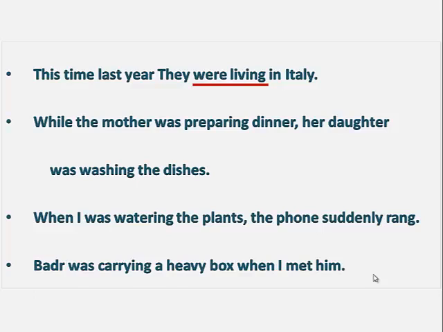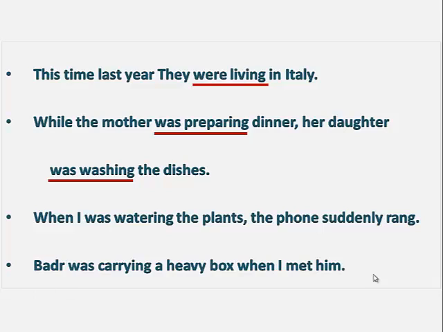Second sentence. While the mother was preparing dinner, her daughter was washing the dishes. There are two verbs in this sentence. The first one is was preparing, and the second one is was washing. Both verbs are in the past continuous tense.